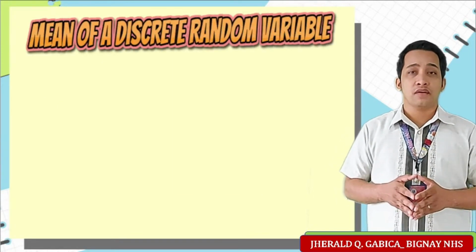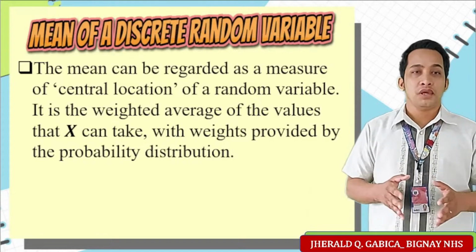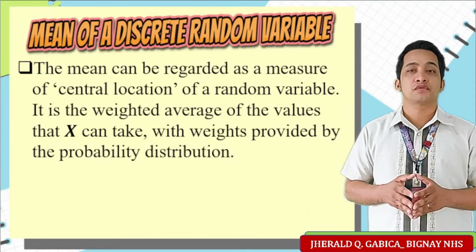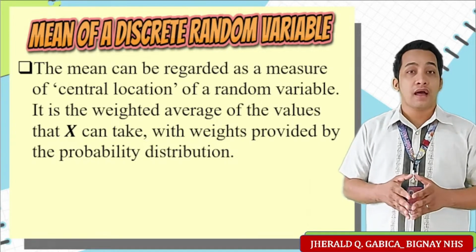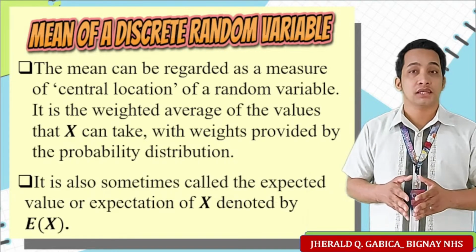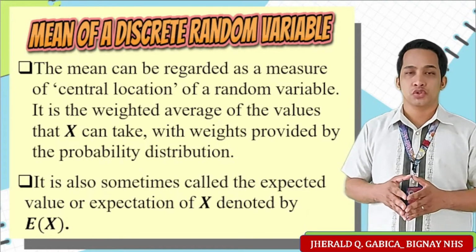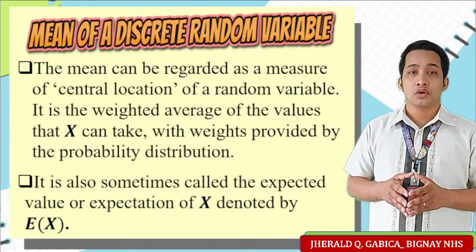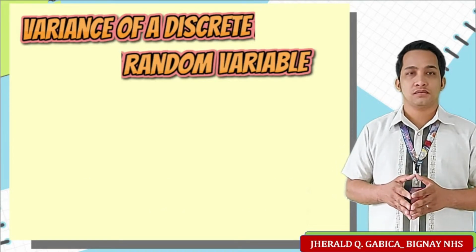Let's now proceed with the definition of the mean of a discrete random variable. The mean of a discrete random variable can be regarded as a measure of central location of a random variable. It is the weighted average of the values that x can take, with weights provided by the probability distribution. It is also sometimes called the expected value or expectation of x, denoted by E of x.